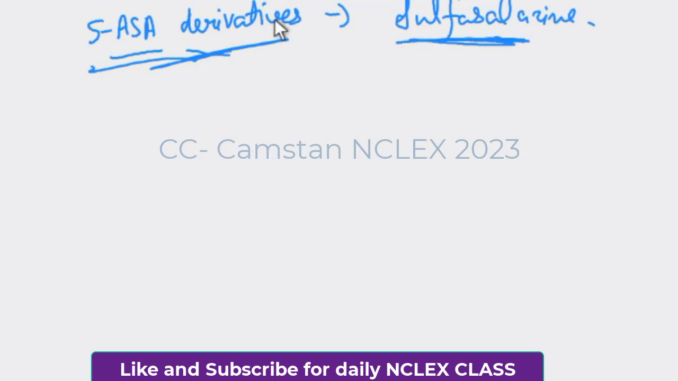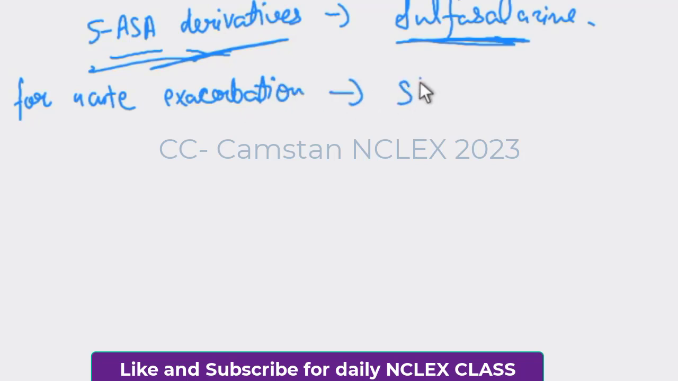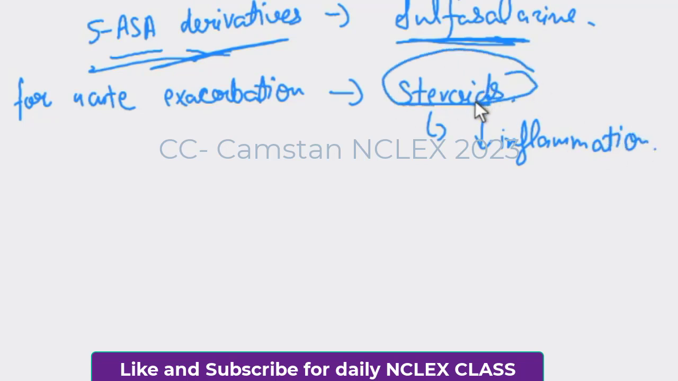In case it is not working, or in case of acute exacerbation, we start using steroids because steroids help by quickly reducing inflammation in the digestive tract, right? So how does steroid help? They work by quickly reducing inflammation in the digestive tract. So that's why they are used to suppress the flare-ups, that is, in case of acute exacerbation, right?